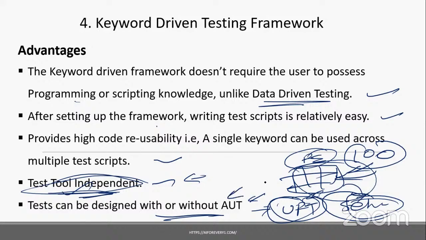Once they develop the application, you will update the Excel sheet with web elements or XPath, those things. So it means that with or without the application, you can automate with the keyword driven framework.